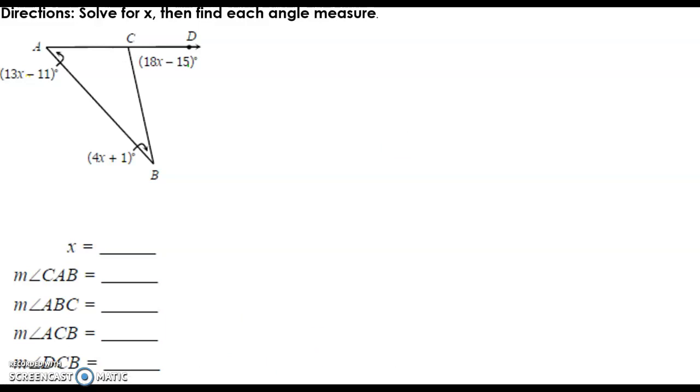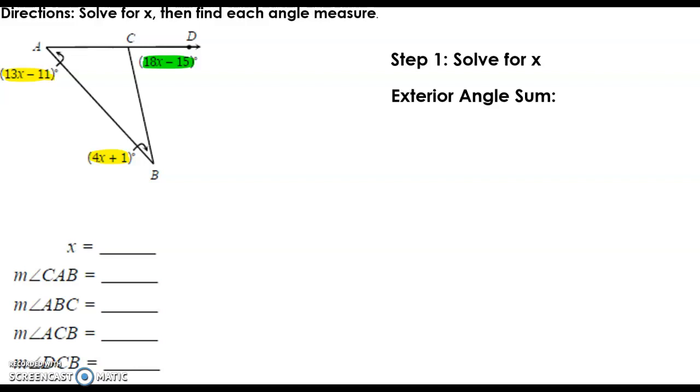Next, we want to solve for x and then find each angle measurement. So in order to do this, we have 2 interior angles and we have 1 exterior angle. So now we know that those 2 interior angles added together is going to give us our exterior angle. So we're going to use the exterior angle sum, which is going to help us solve for x. So 18x minus 15, that is our exterior angle. 13x minus 11 and 4x plus 1, those are our interior angles. So we're going to add those together and that's going to give us our exterior angle.